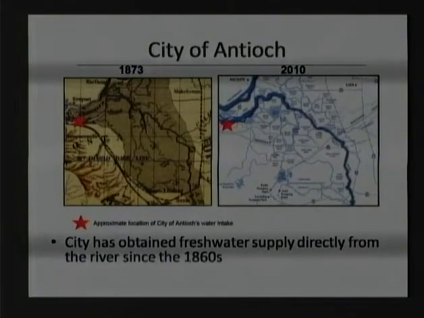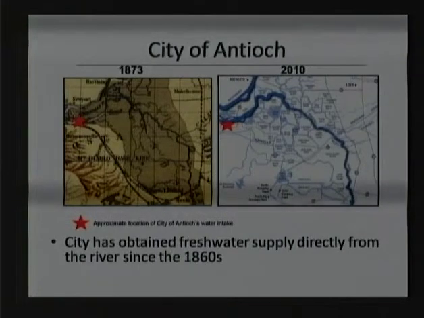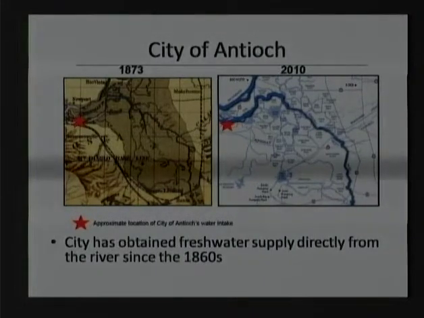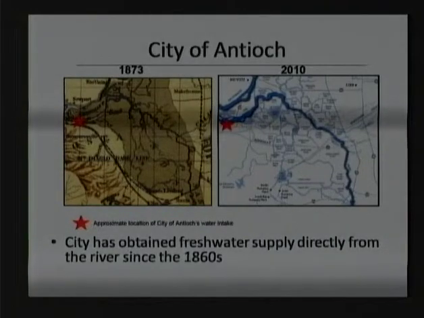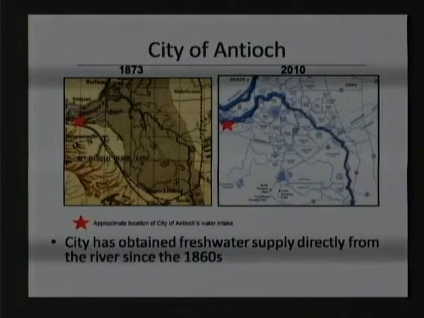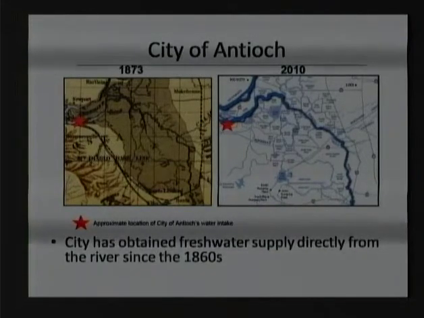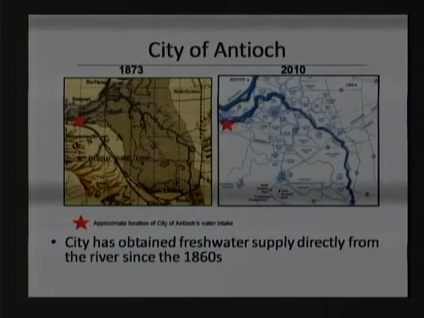The City of Antioch is located about where the red star is shown here. These are two maps. One is from about 1873, before there were some alterations in the delta at that point in time, but minimal compared to what we have now. And you can see, comparing the figure on the left to the figure on the right, which show approximately the same area, how much this system has changed over time.